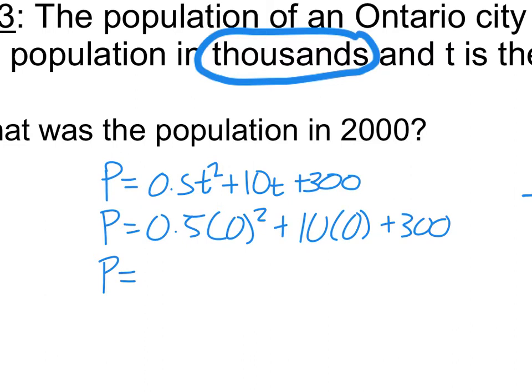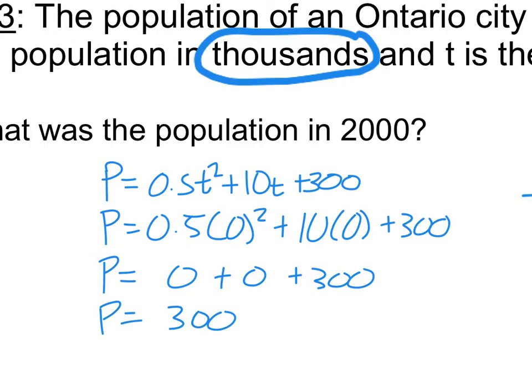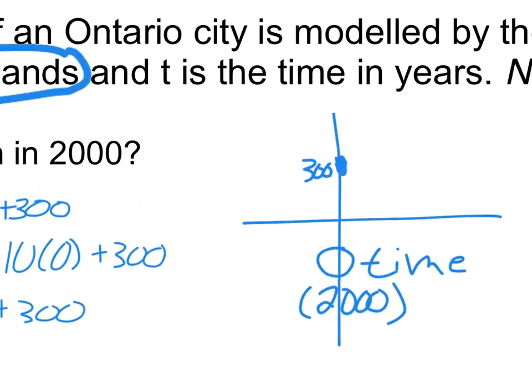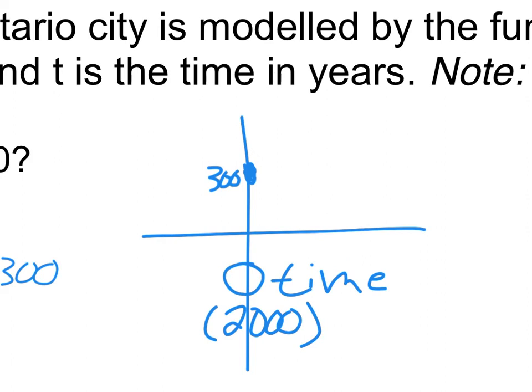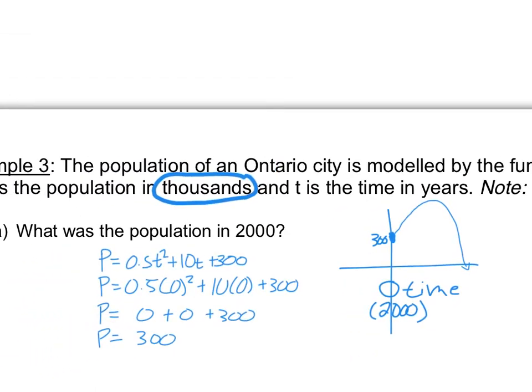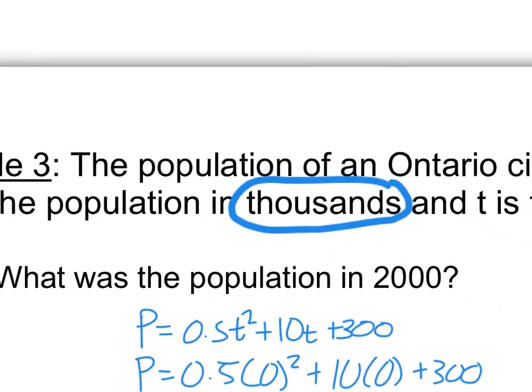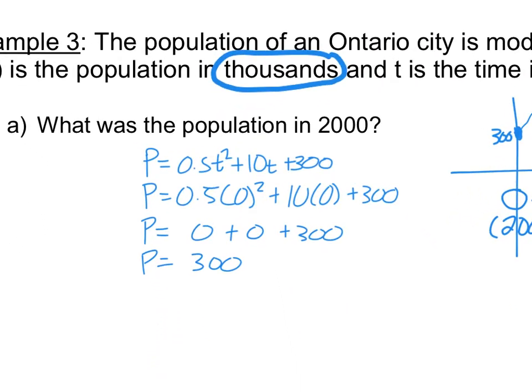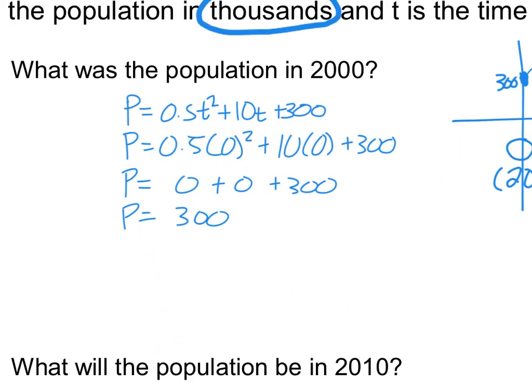Okay, so 0 squared times 0.5 is 0, plus 10 times 0, which is 0, ends up being 0 plus 0 plus 300, which means that my initial value of the population is 300, which is my y-intercept, which is this graph that I was starting to draw over here. So now that I know I'm starting at 300, my population is going up. Then eventually my population will come down. Now what I need to note for my question is that the population is in thousands. So we have to convert the population which is given back into thousands.